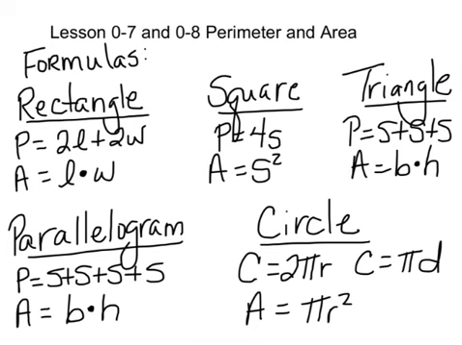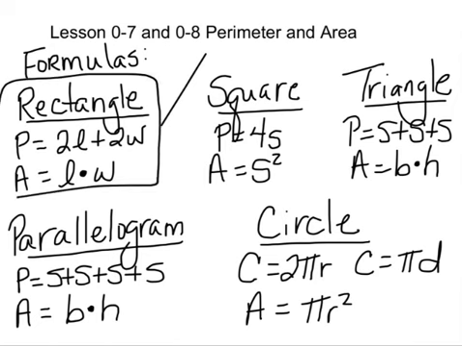Now, on a square, I put the rectangle and the square together because really you can use the same formulas for a square that you do for a rectangle. It's just that the length and the width are the same in a square, because in a square all 4 sides are the same. So if you just wanted to learn the formulas for the rectangle and not worry about the square, you can certainly do that because you're going to get the same results.